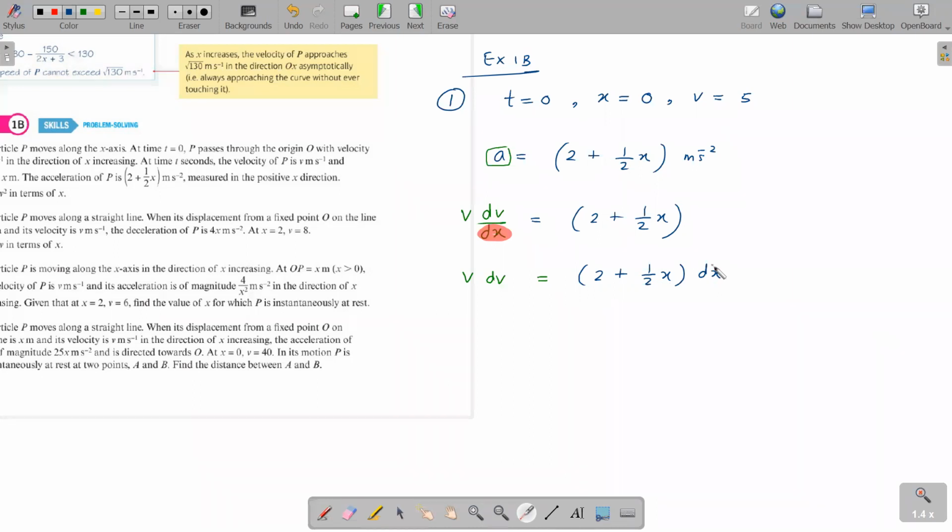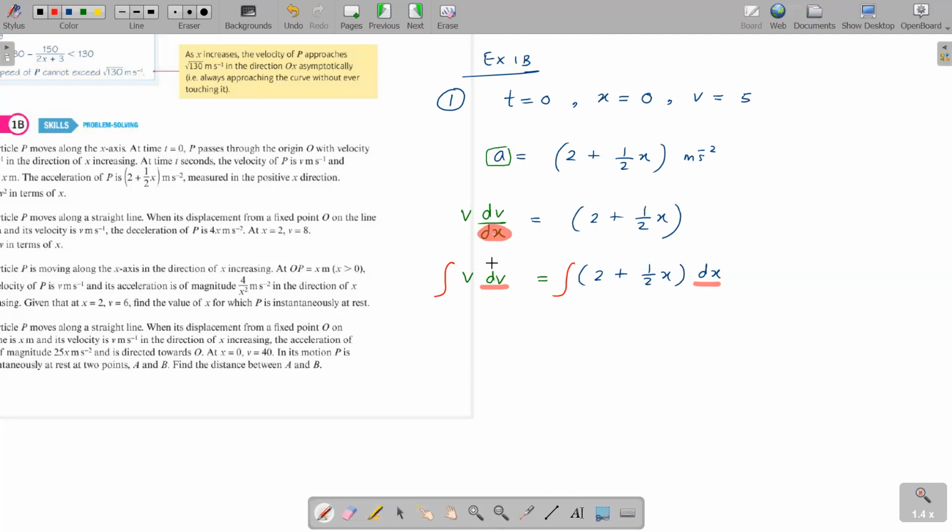Once you have it nicely separated, the v terms and the x terms, you integrate both sides. So this side, the integration happens with respect to v. In the other side, the integration happens with respect to x. So to perform this integration, you have to make sure that the variables are correctly separated, which means the x terms have to be in the dx side, the v term has to be in the dv side. Okay, then after you come to this point, now it's time to integrate.